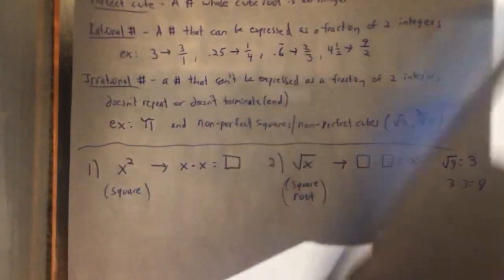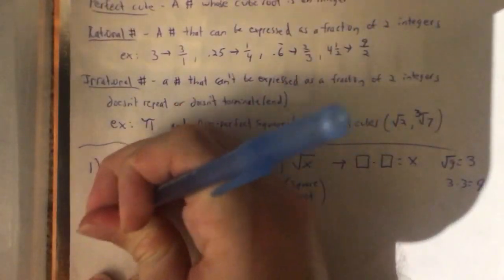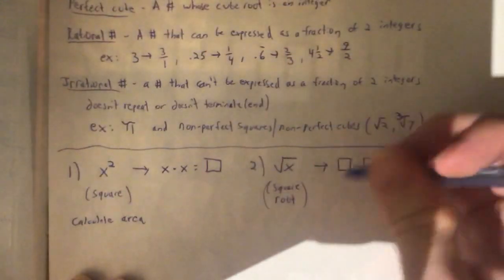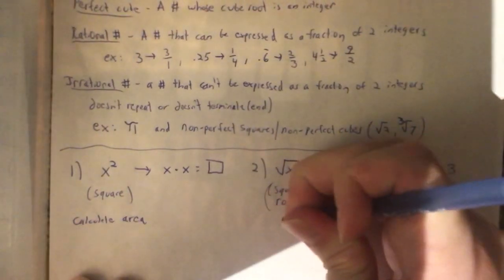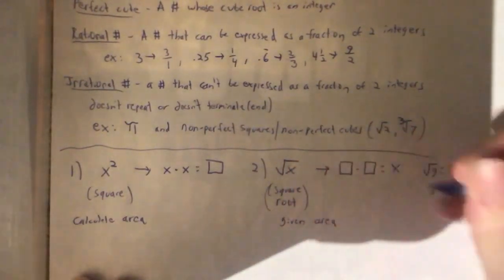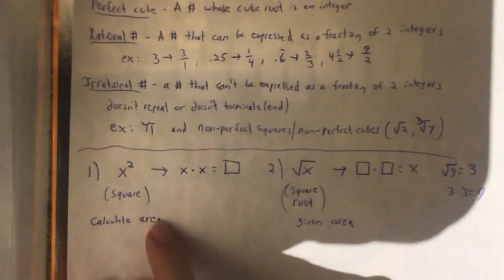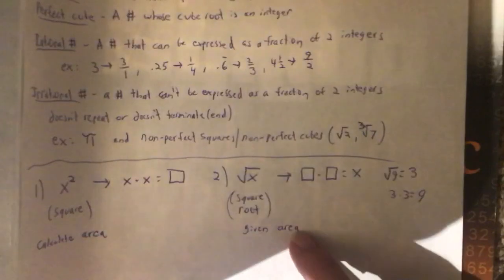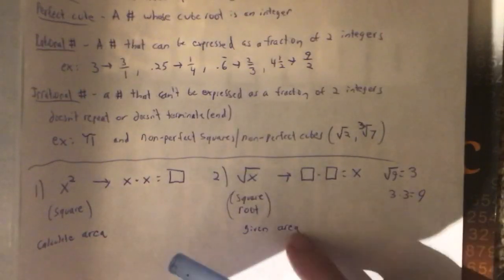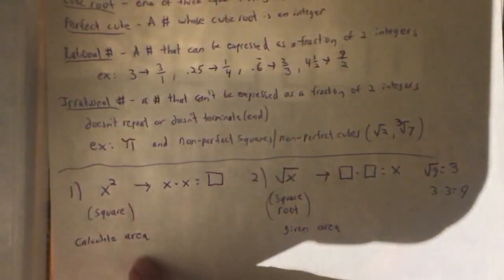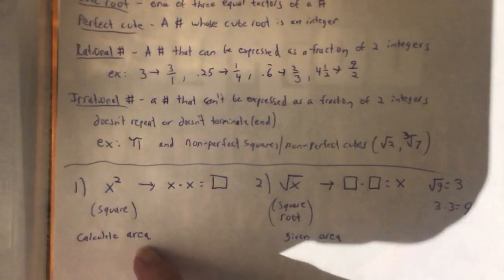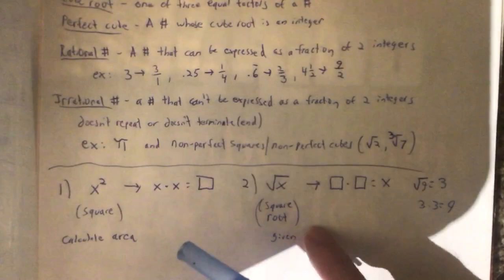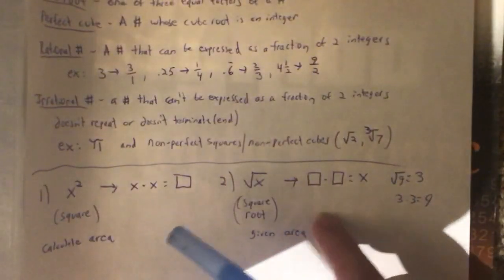You use squaring when you want to calculate area, and you use square root when you're given area. So when you want to find the area, you square. When you're given the area, you need to figure out the missing side if it's a square, and you work backwards. So when you want to calculate the area of a square, you use the first way. When you're given the area of a square and you want to find the missing side, you use the second way.